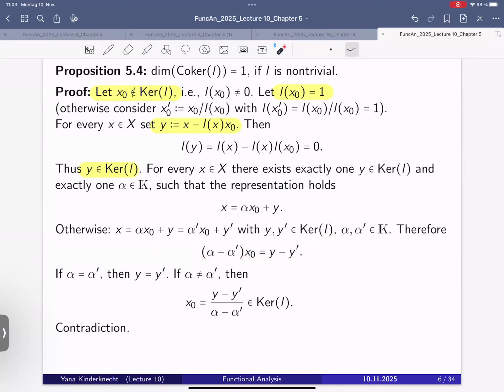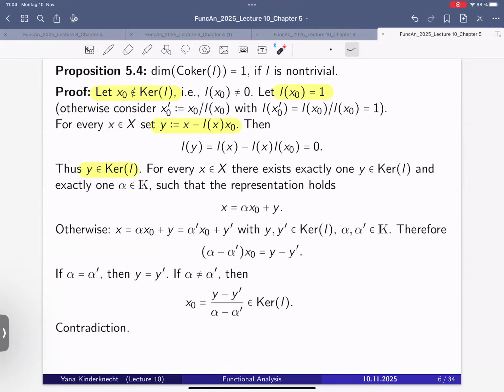But let us investigate this identity. So if alpha minus alpha prime is 0, so that is if alpha is equal to alpha prime, then the left-hand side is 0, then the right-hand side should be also 0. Hence, if alphas are equal, then y is equal to y prime.